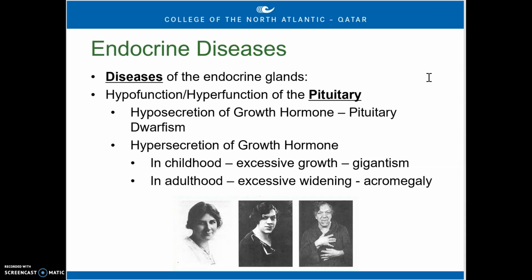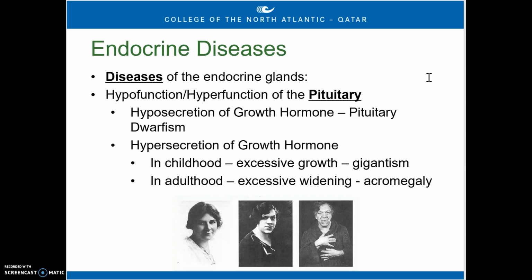Now, if we have hypersecretion, so we have extra growth hormone, then we can get two different conditions as a result of that. If the hypersecretion happens during childhood, so before the person has their bones fused together and their skeleton completely fully grown, then the skeleton and the muscles will continue to grow, and we'll end up with a condition called gigantism. So this is where we see extremely tall individuals, much taller than the average person.